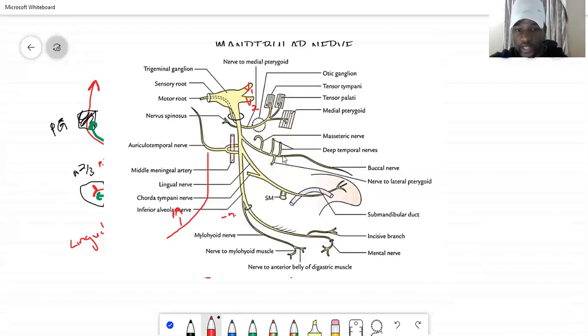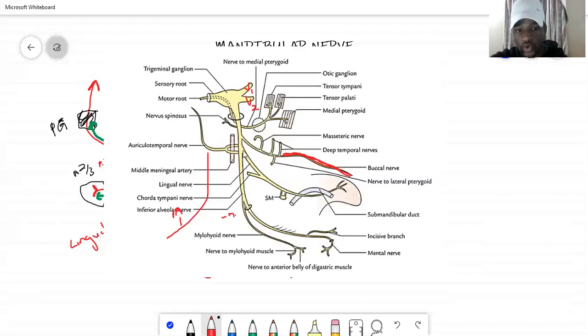And then from there you will have your buccal nerve. Remember that your buccal nerve is the only one which is sensory. All of these are motor. And then from there you will have what? This is the posterior division, right? Although it is shown in the anterior, it is the posterior division.